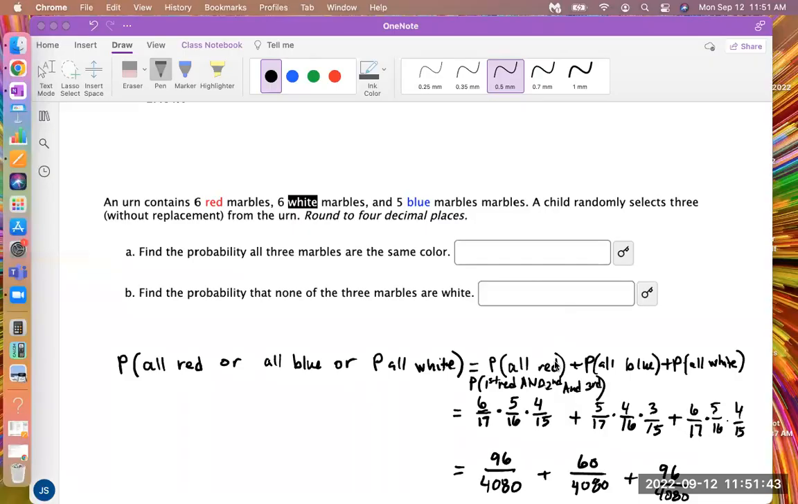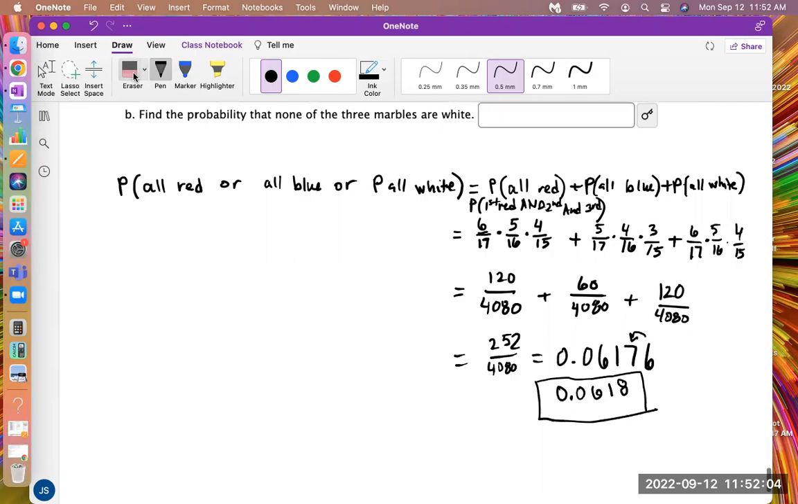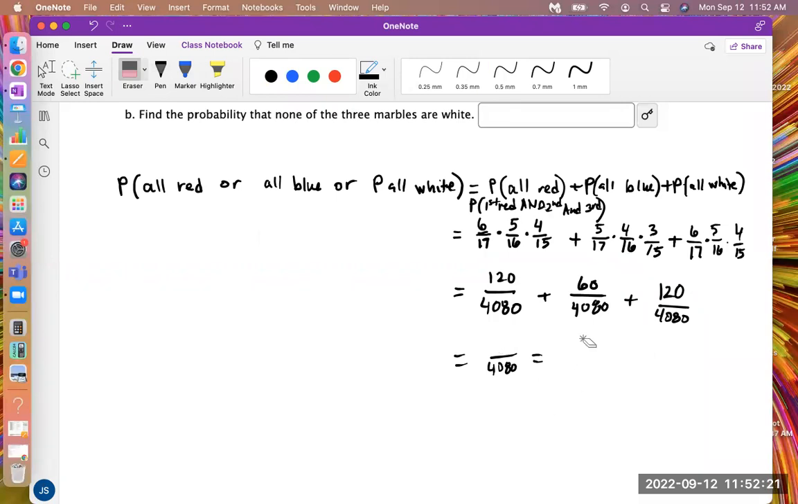Okay, oops, sorry about that. I made an arithmetic error here. 6 times 5 times 4 is not 96. It's actually 6 times 5 is 30, times 4 is 120. So I probably put in the calculator wrong, typo. Okay, which of course changes our final answer here. So let me just erase this. Sorry about that. So 120 plus 60 plus 120, so that's 240 plus 60 is 300.